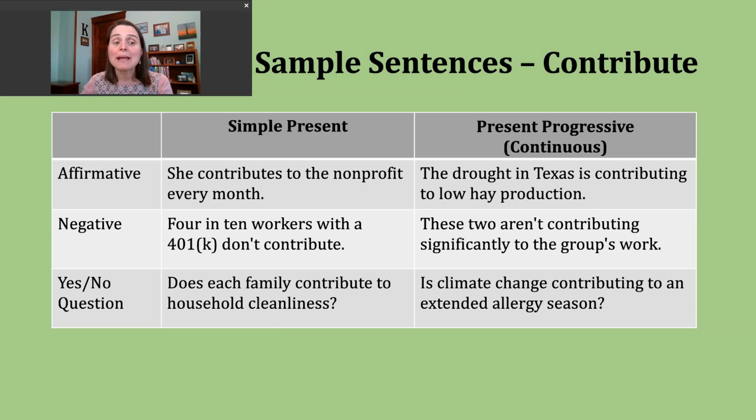Now let's look at making a yes or no question in the simple present. To do this, I start with do or does, whichever form matches my subject. That subject comes next. Then I use the base verb. Again, I'm not adding an S to the end of the verb here in the yes or no question. The only time I'm adding an S to the end of the verb is in the affirmative when my subject is he, she, or it.